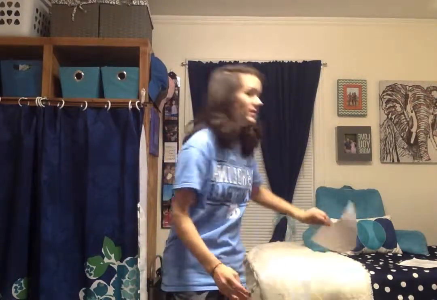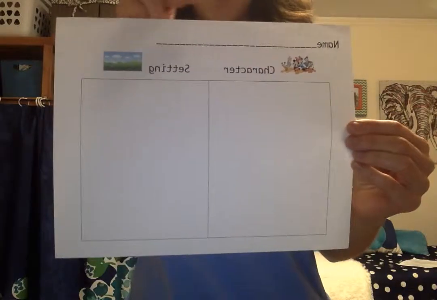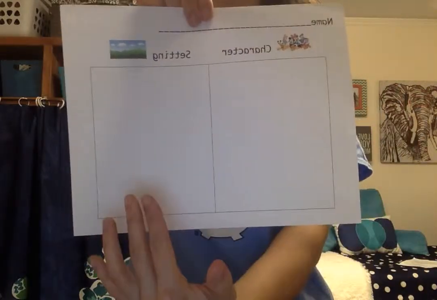And then tomorrow in class, we're going to read a nursery rhyme called Humpty Dumpty. And then we're going to have everyone fill this out. This sheet says characters on this side, and setting on this side. We're going to read it, and then at your seat, you're going to draw a picture of who you think the character is in our story and what you think the setting is in our story.